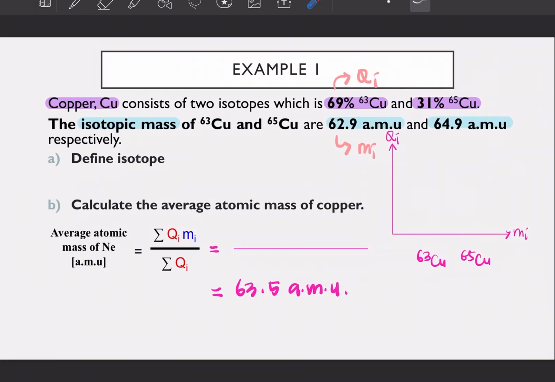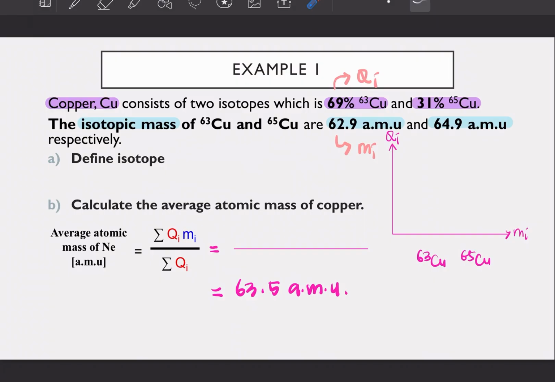Alright, first example. So, we have copper. Okay, Cu, it consists of two isotopes, which is 69% of copper 63 and 31% of copper 65. So, bila awak nampak percent ni, okay, it means that this is your relative abundance atau percentage abundance. Okay, next, the isotopic mass of copper 63 and copper 65 are 62.9 AMU and 64.9 AMU. So that means this is actually your mass of isotope. So isotopic mass ni samalah dengan mass of isotope. Okay, same as this.